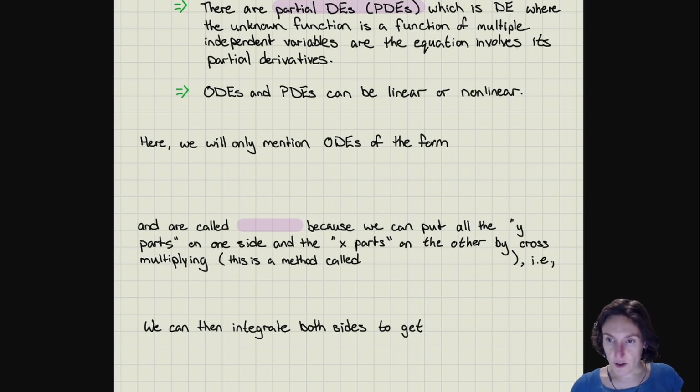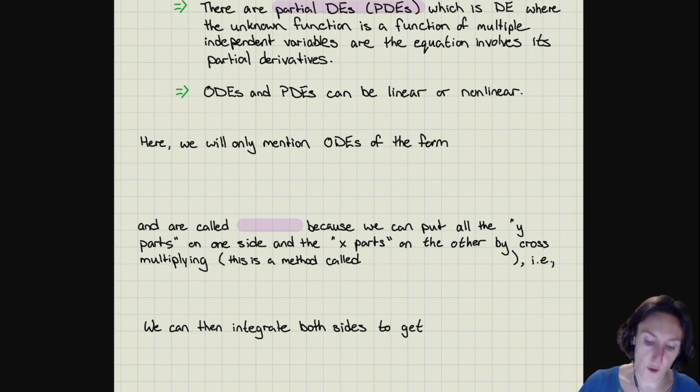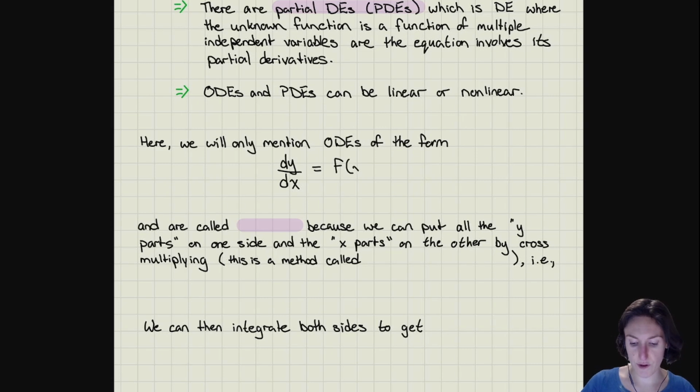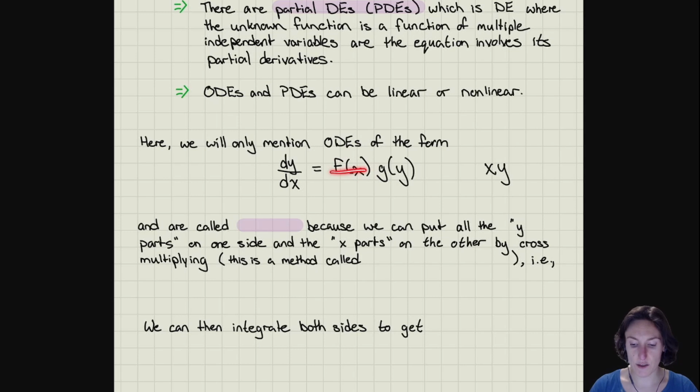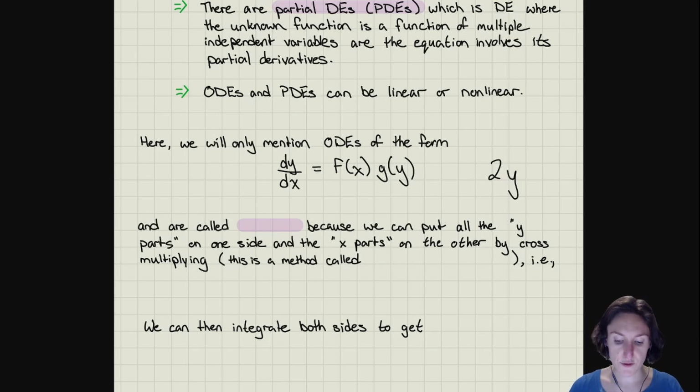But here we will be looking at ODEs of the following form. They'll look like dy/dx, and then on the right-hand side you will have some sort of function of x and some sort of function of y. This can include constants, by the way. For example, if you have just xy, f of x would be your x, and g of y would just be y. If you had, say, 2 times y, your g of y would be the y, and your f of x in this case would be a constant, it would be 1. So these functions on the right-hand side can also be constants.